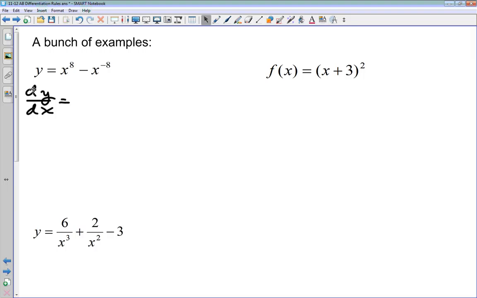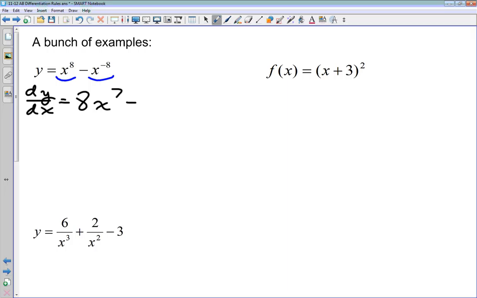So the difference rule tells us that we can treat this function as this function minus this function. So we take the derivative of our first function and then subtract the derivative of our second function. So the derivative of x to the power of 8, we just use the power rule. Bring down the 8, keep the x. 8 minus 1 gives us an exponent of 7. So the derivative there is 8 times x to the power of 7.